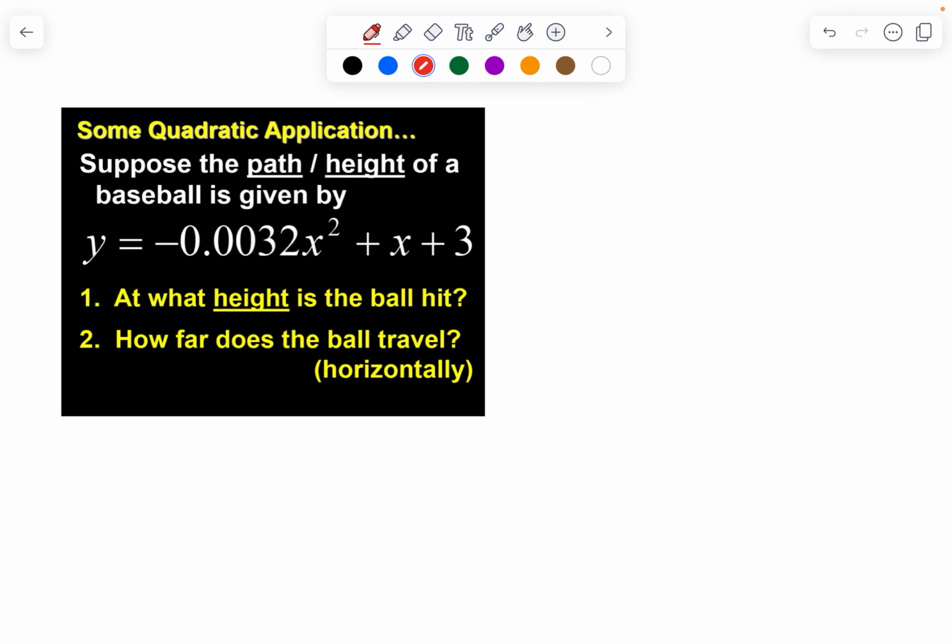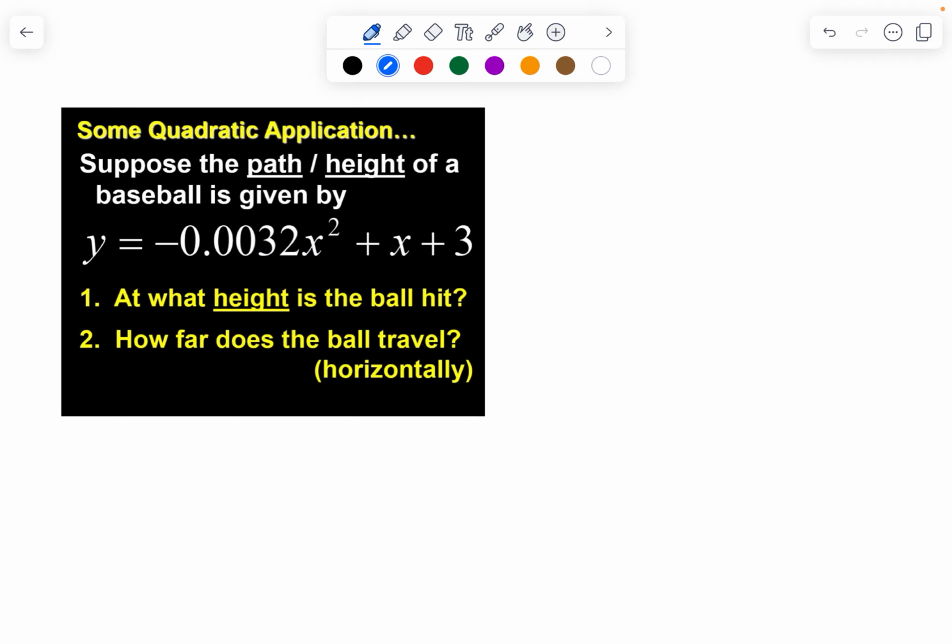So when it comes to application, one of the popular ones would be what we call projectile motion. You'll study that more in physics if you haven't already a little bit, but when you throw something in the air, when you hit something, when you launch something, as long as it doesn't have its own power behind it, like a ball or a football, it's always going to follow the path of a parabola.